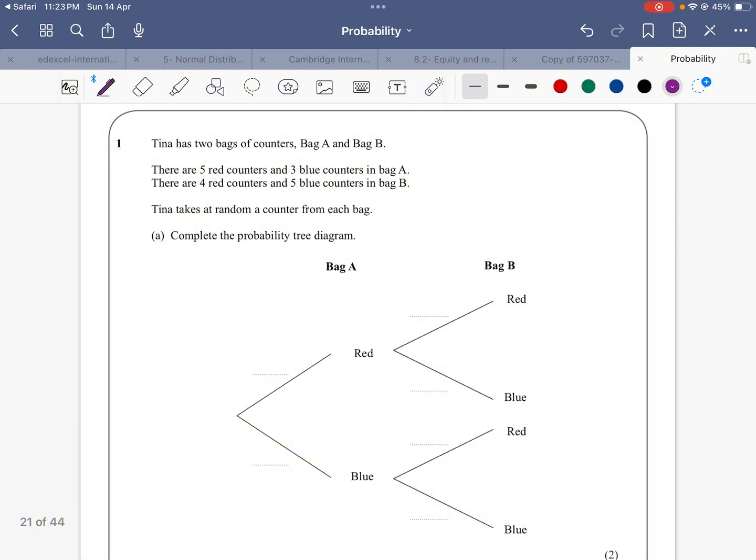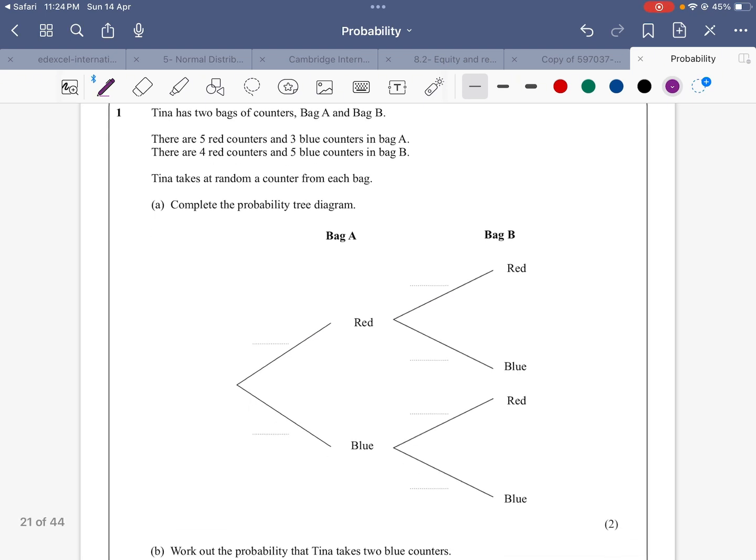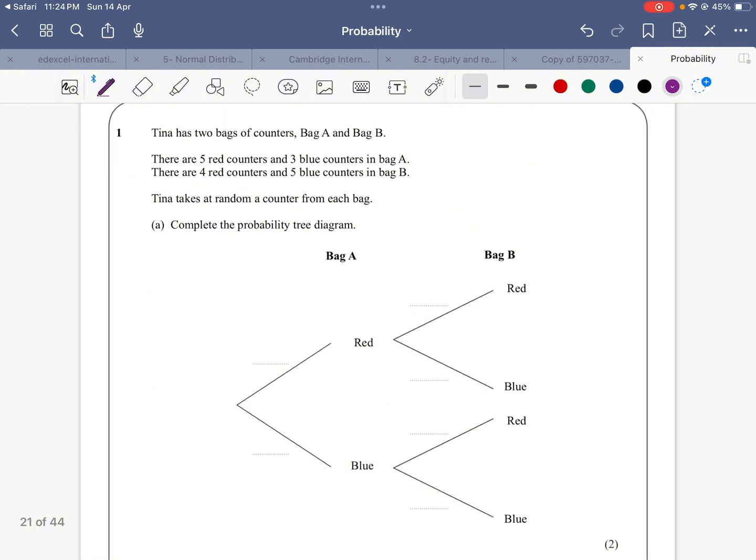Two bags of counters, bag A and bag B. There are 5 red counters and 3 blue counters in bag A, 4 red counters, 5 blue counters in bag B. Tina takes at random a counter from each bag. Complete the probability tree. In bag A, we have a total of 8 counters. So 5 upon 8 and this is 3 upon 8. When you add these two, the answer will be equal to 1.